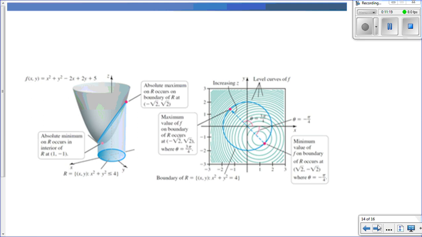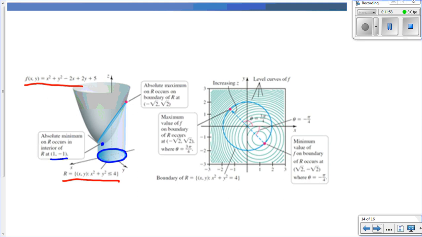Okay, so what's going on here? This is the graph of the surface. It's this paraboloid. We have a constraint given by the set R. That's our domain of the function. And we're looking at the circle of radius 2 and everything inside. So what we found is that at the point 1, negative 1, we actually have the smallest possible z value of 3, and that is the lowest point on the paraboloid. So that's our absolute minimum.